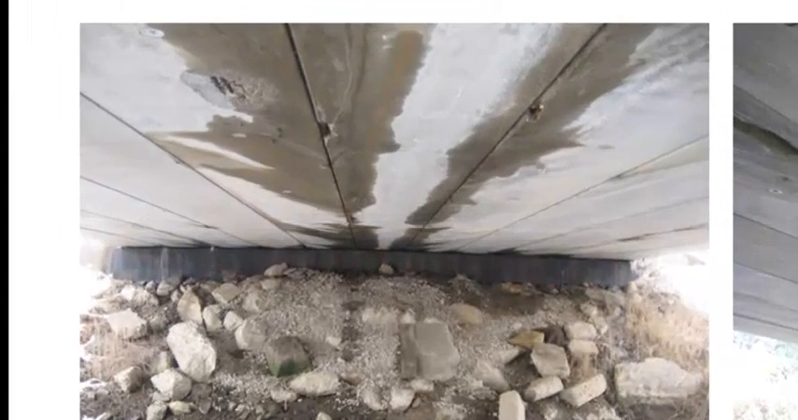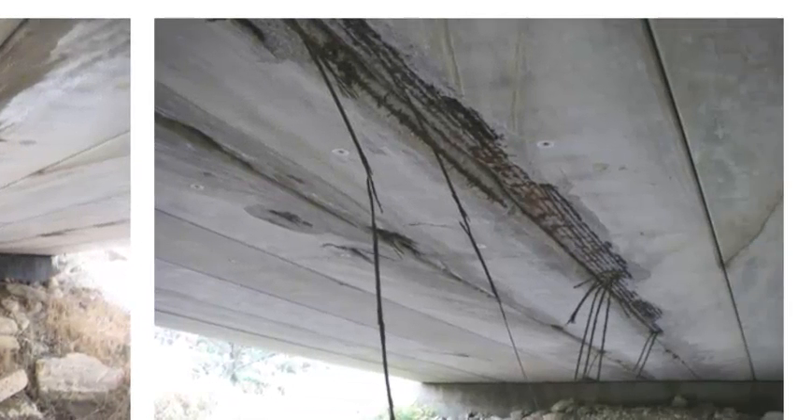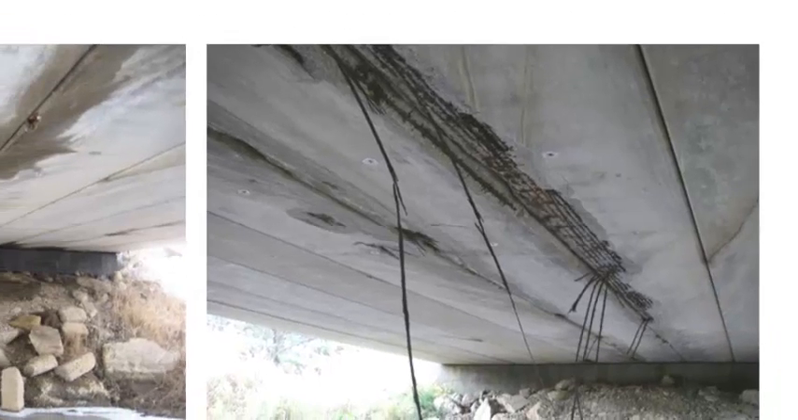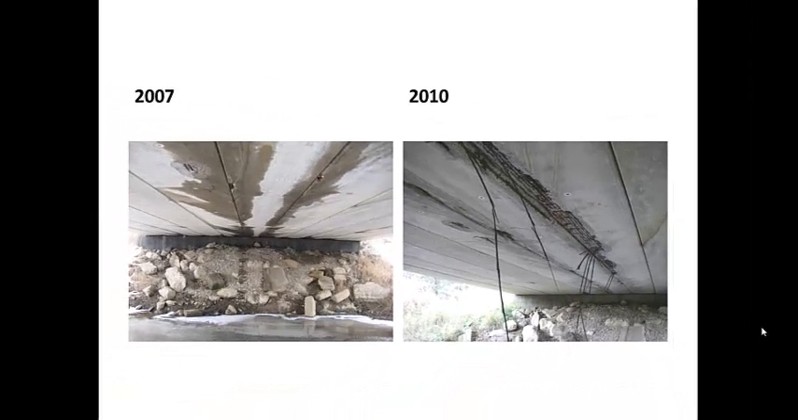So here's the same example with the active leakage, and 3 years later you could see the strand exposure, and within 3 years there was an impact to capacity. We had to post this bridge. Because we inspect every year, we were able to monitor it, and it wasn't a safety concern, but nonetheless this is showing you that the corrosive process can escalate once those keyways are open.